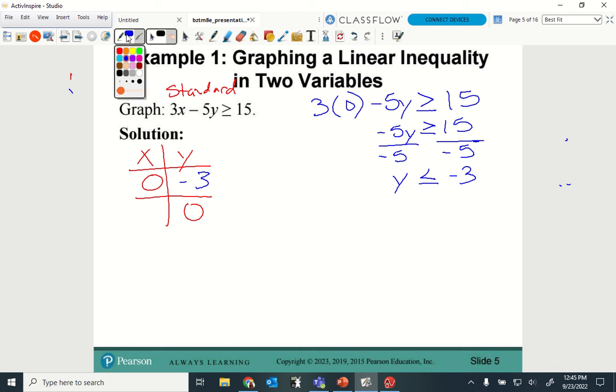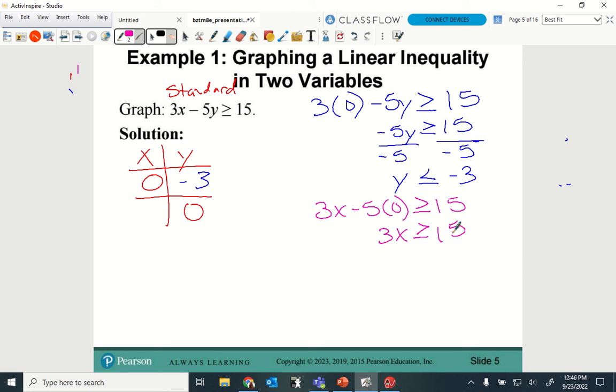Now I got to do this again because this time I need to plug in my y value for 0. So it's going to be 3x minus 5 times 0 is greater than or equal to 15. All right, anything times 0? 0. So I'm going to get rid of that, right? So I'm going to just have 3x is greater than or equal to 15.